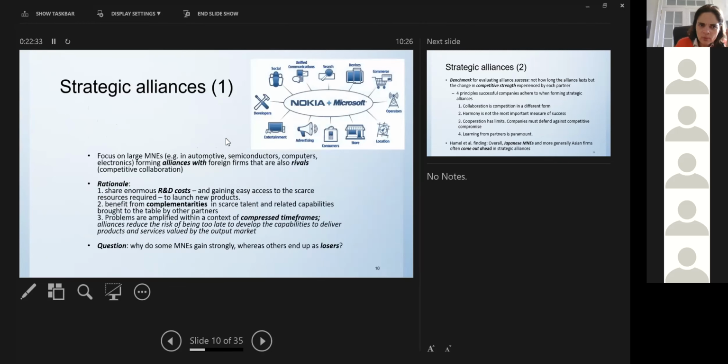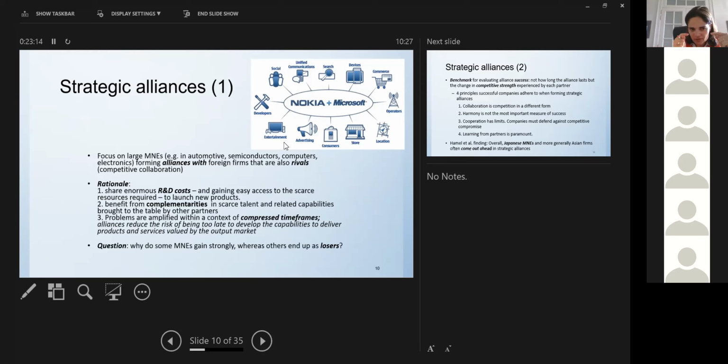So we will focus on large multinationals. Alliances are not something for small companies. In many cases, it's big multinationals who form alliances. For example, I have here the Nokia and Microsoft alliance. They are working together in search, in producing devices, in entertainment, in advertising. So you see a lot of developing operators, alliances with foreign firms. Of course, because this is my international business strategy course, we focus on cross-border alliances by companies which are rivals. So it's actually competitive collaboration.